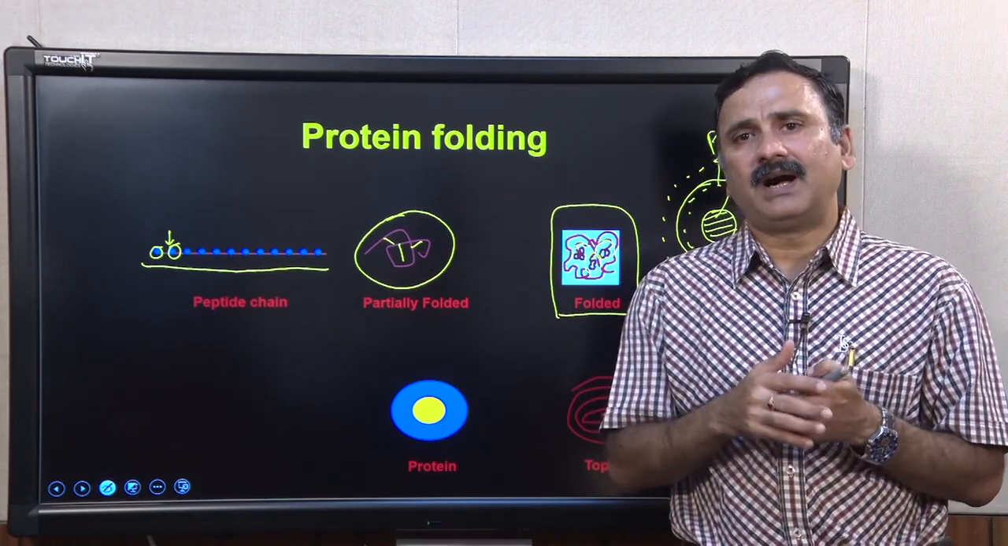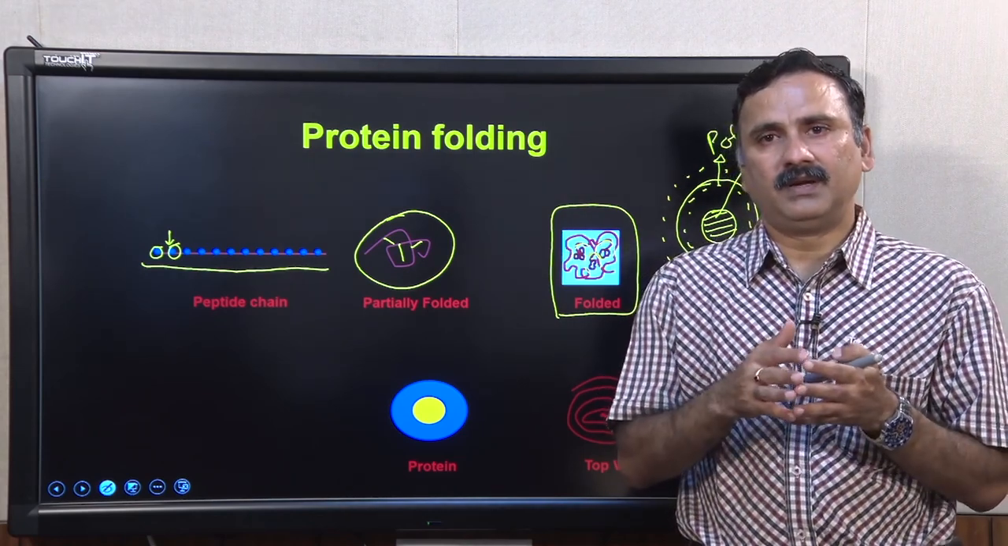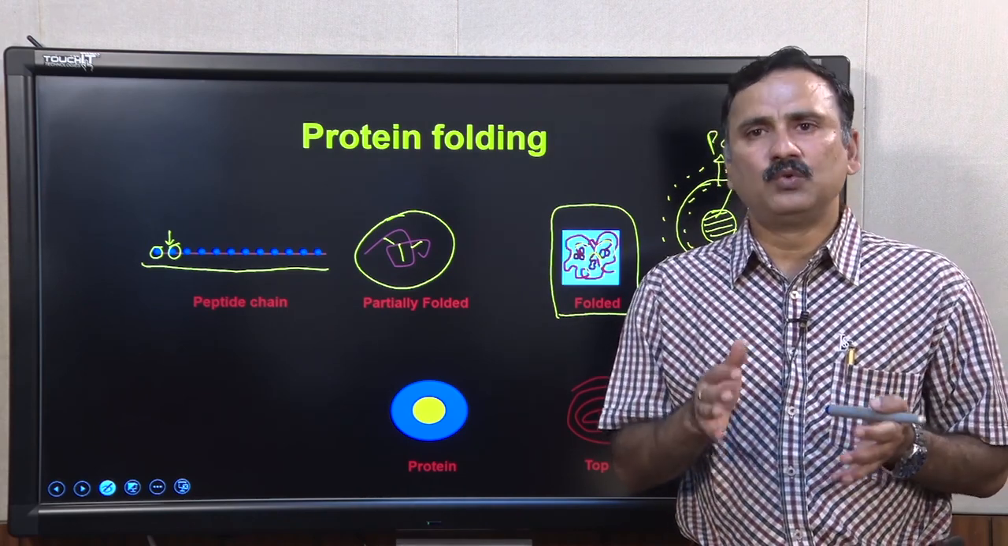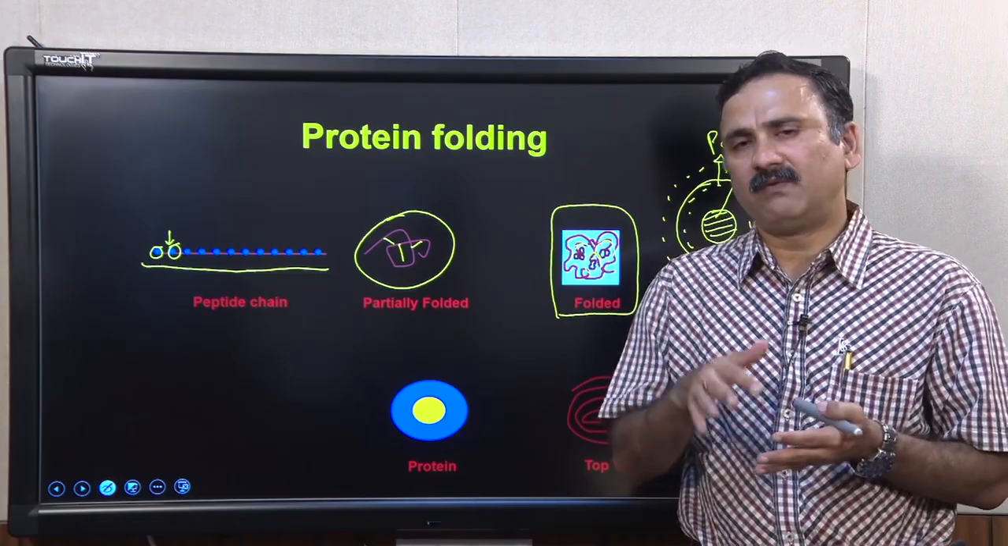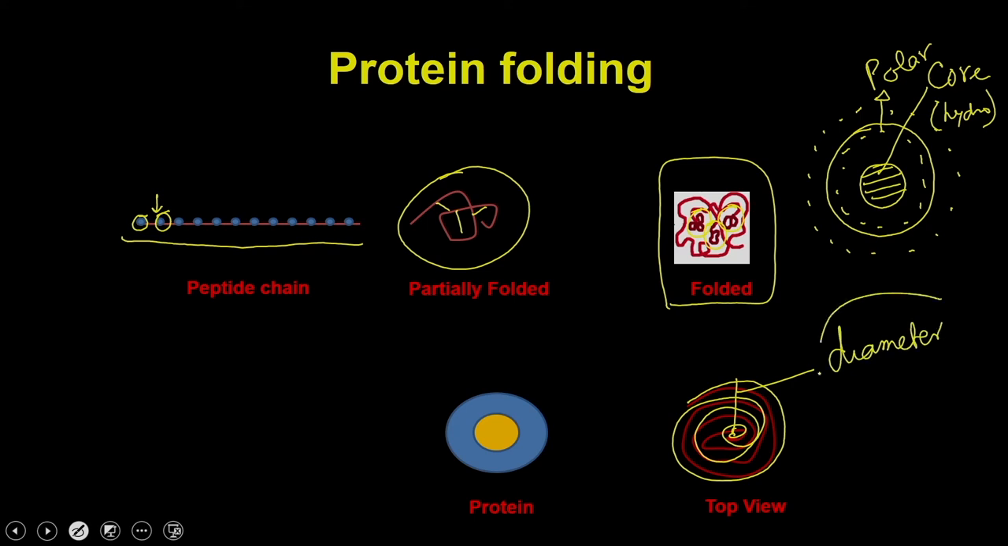Mostly the proteins arrange their amino acids around a central axis, and that is true for most globular proteins. If you see a protein from the top, you will see that it forms a coiled structure like this, with the center being the core. If you measure the cross-section, you will see that the diameter of this globular protein is directly proportional to the size or molecular weight of the particular protein.